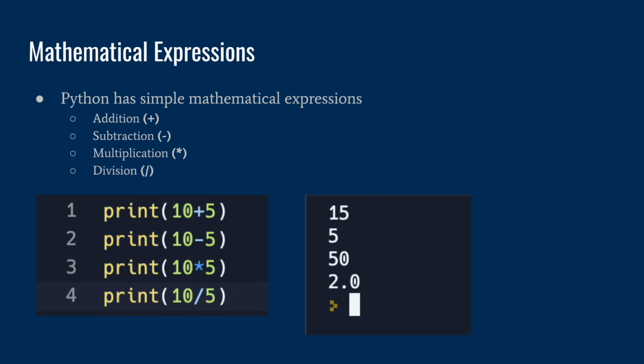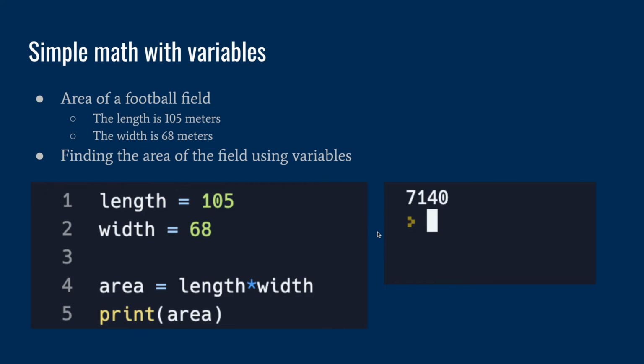And as you can see, for 10 divided by 5, since it's using division, it prints out in a float form instead of integer. So even though there's point 0 in the decimal place, it still writes it in decimals. So let's do some simple math with variables.